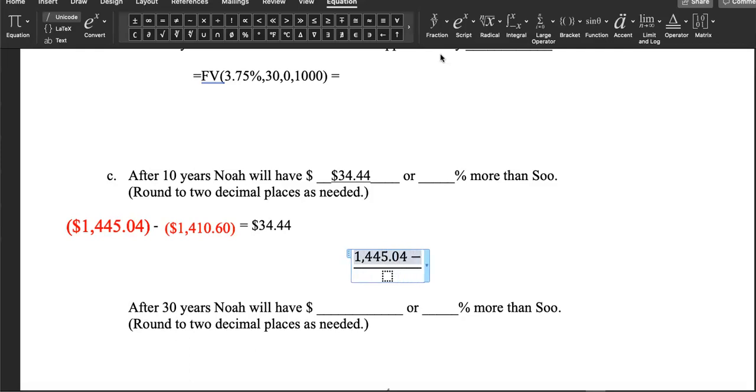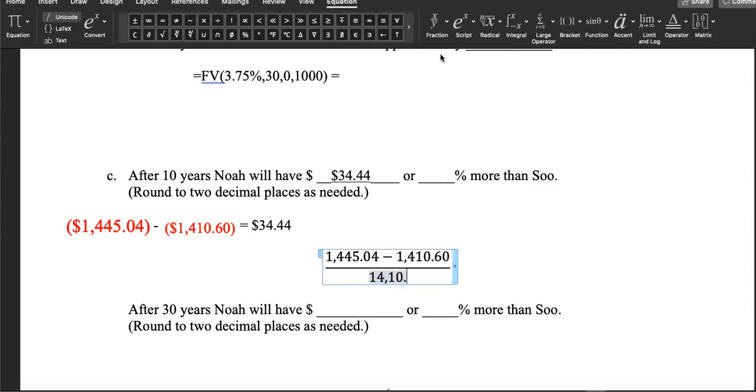1,445.04 minus 1,410.60, and you divide that by 1,410.60. And then you want to give them the percentage, don't you? So multiply this number by 100. That's how we find the relative change.